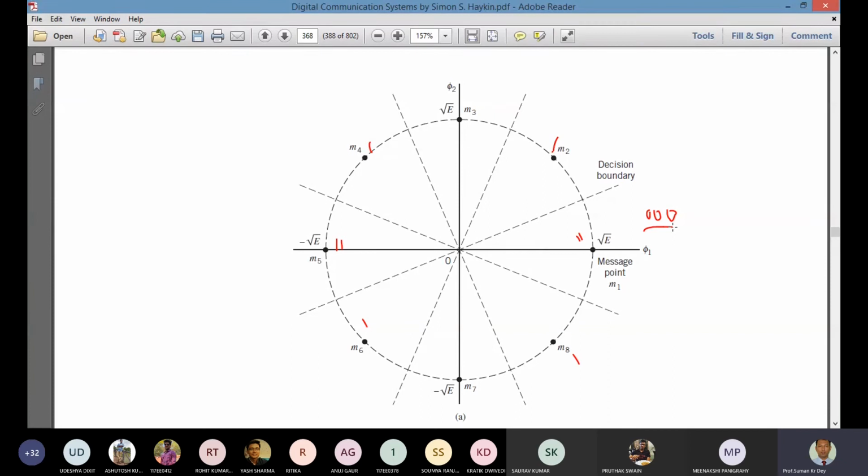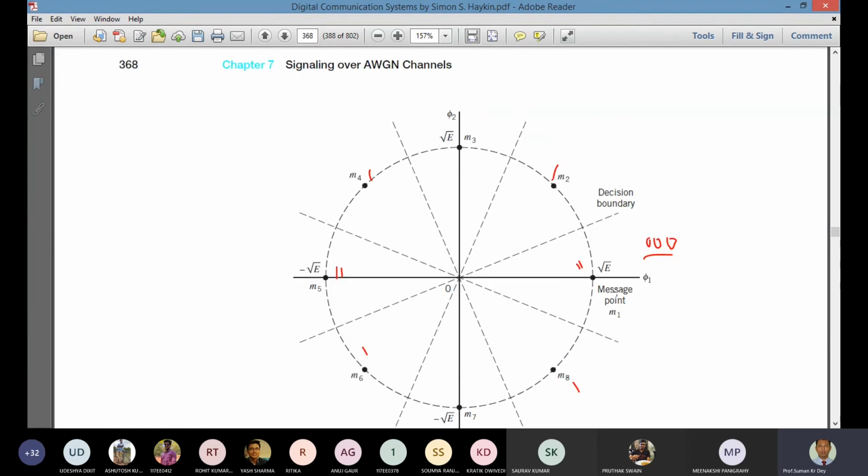We already know from QPSK that for consecutive values there should be a single bit change. That means we should follow Gray coding. Whatever binary value is assigned to message 1 and message 2, if we compare the bits, there should be a single bit of change. So this is the criterion for selecting the symbols for the different message points.